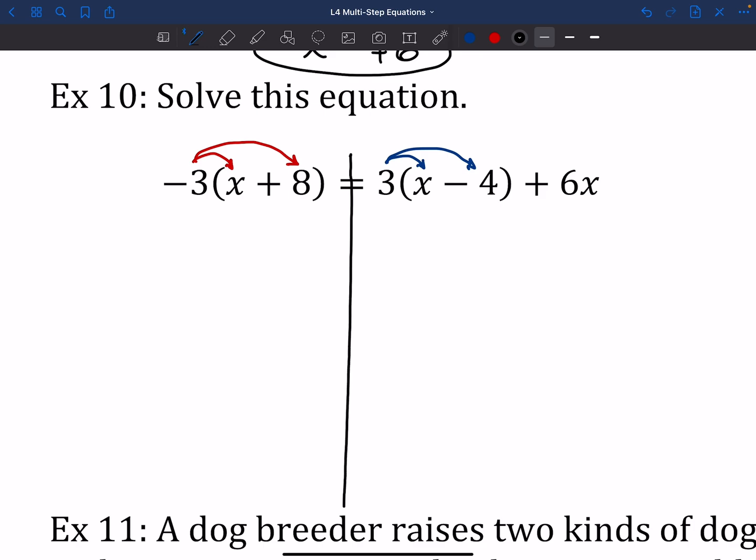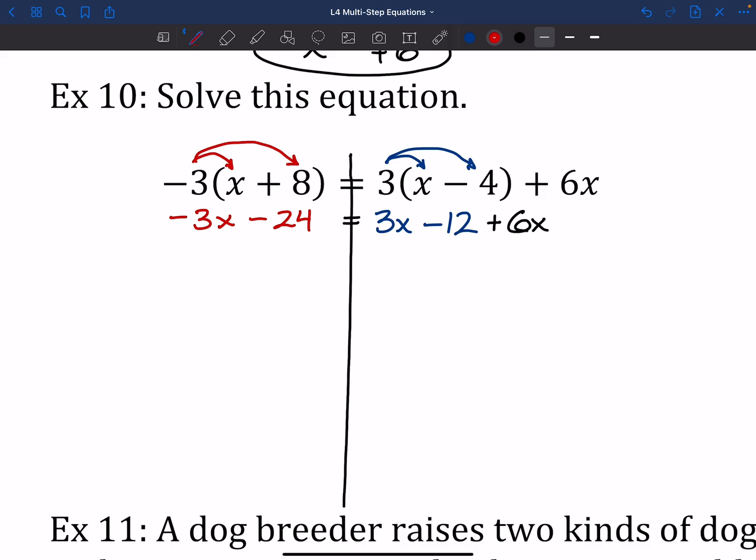Okay, so over on the left, negative 3 times x is negative 3x. Who would have thunk it? Negative 3 times positive 8 is negative 24. Over on the right-hand side, 3 times x is 3x. 3 times negative 4 is negative 12. And then that plus 6x is still there. And so we just distributed.